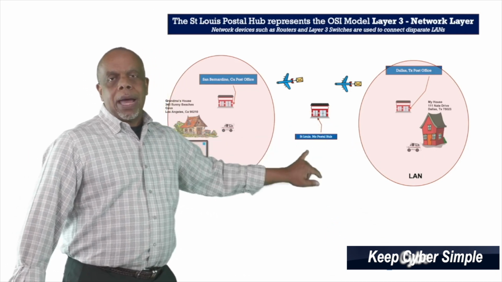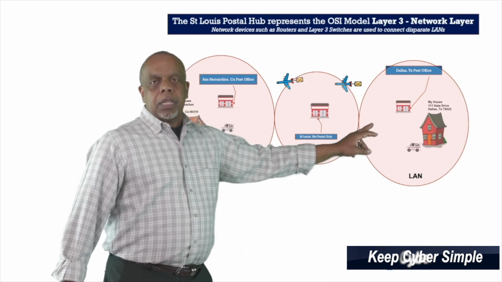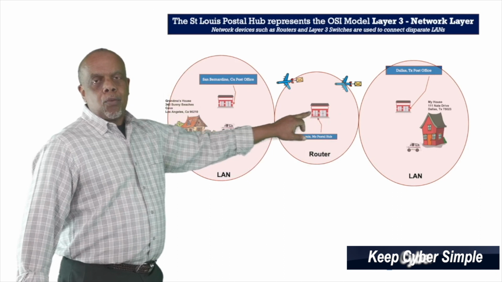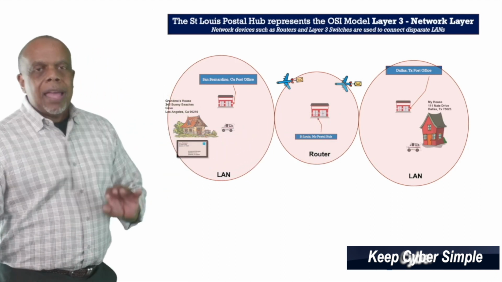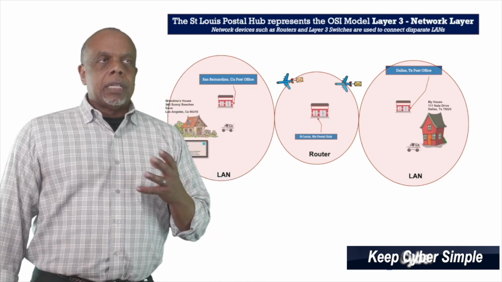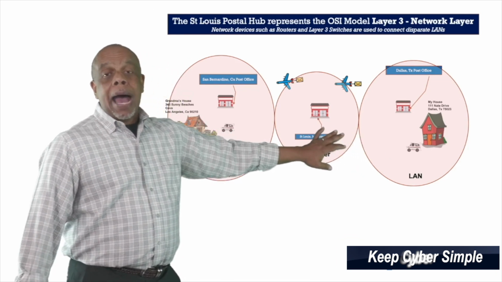That is what this router in the middle does. This router now is able to connect from this local area network through this and route it to the other local area network. That is what a layer 3 device does in your network. And it does this routing based on the IP address.